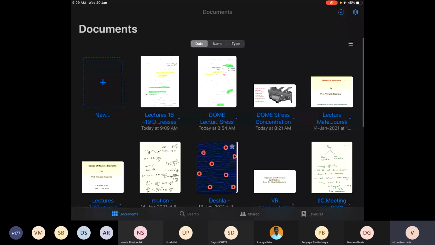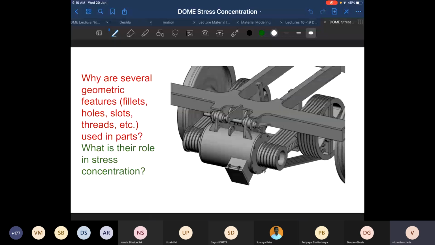The last concept that I am going to cover today is that of stress concentration factor. Now let us go back to this example which I covered in the first class.